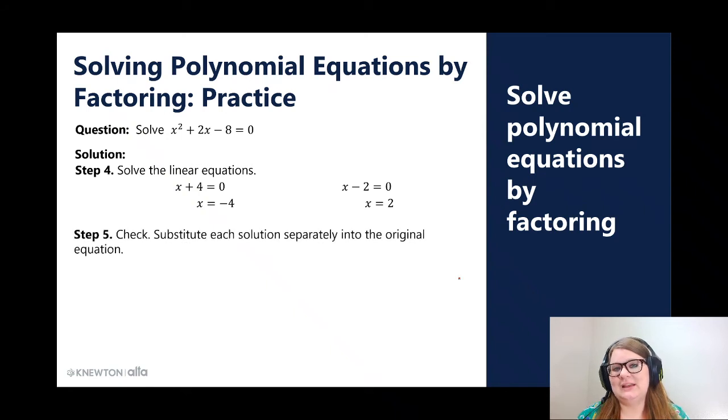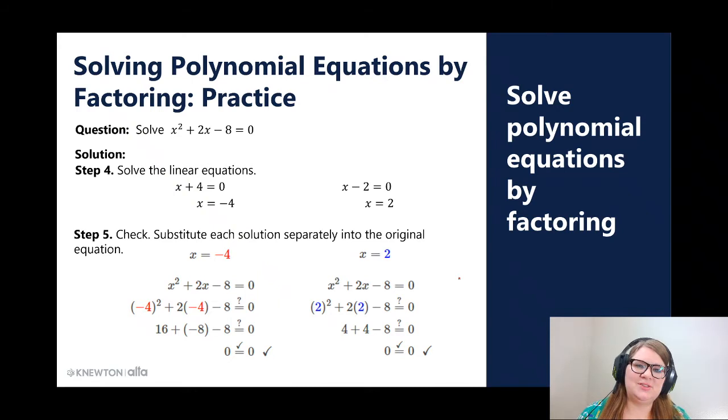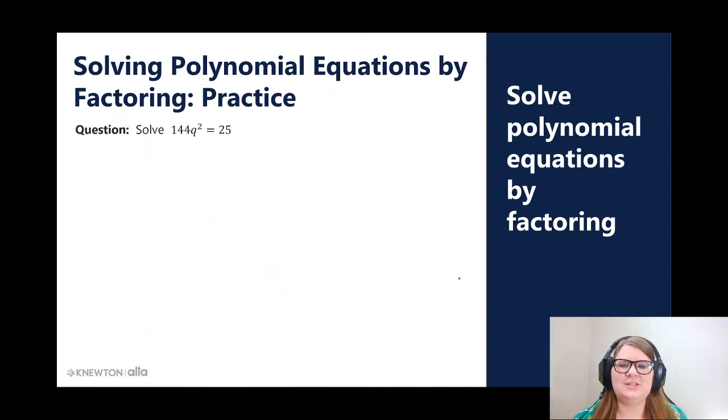And then I check. I substitute x equals negative 4 in. It works. I substitute x equals 2 in. It works. All right. Let's try one that looks like this.